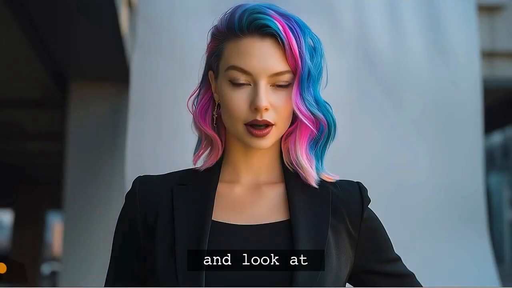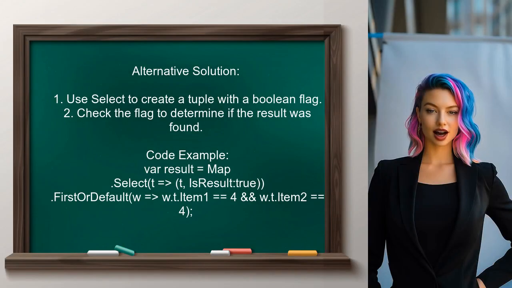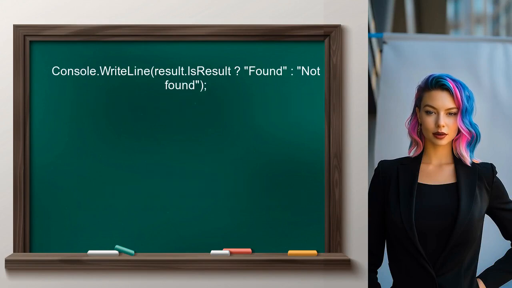Let's move forward and look at another answer. An alternative approach suggested by a user involves using the select method to create a tuple alongside a Boolean flag. This way, you can check if the result was found without encountering a null reference error.